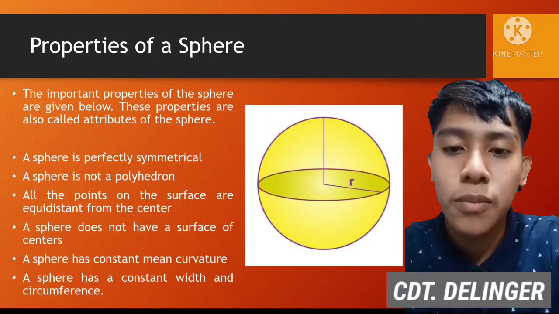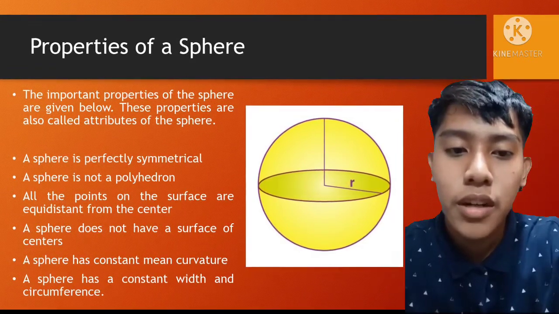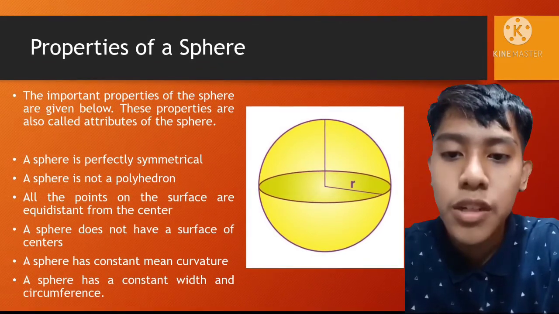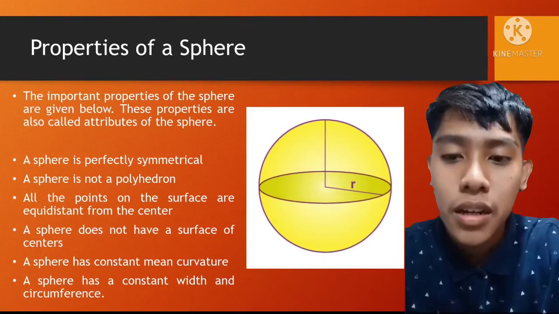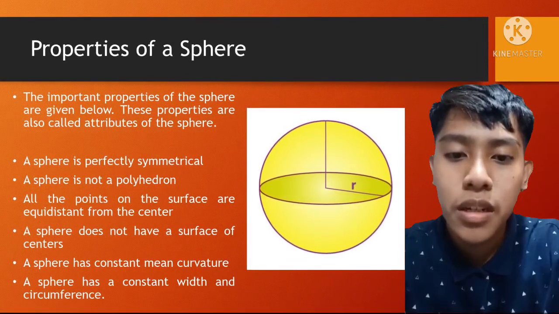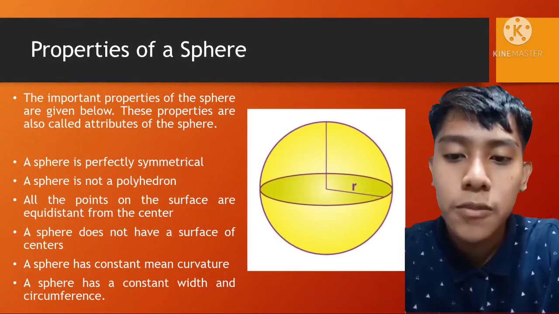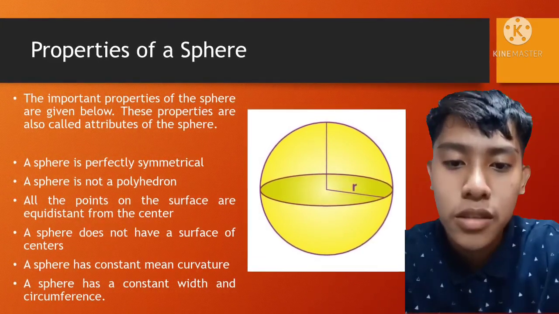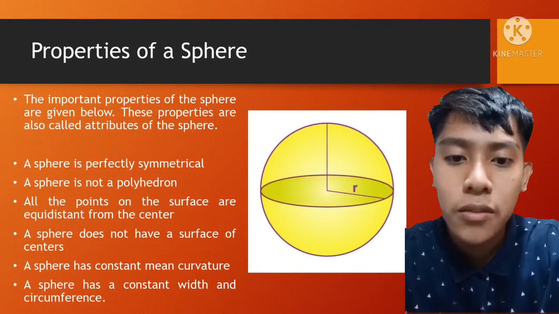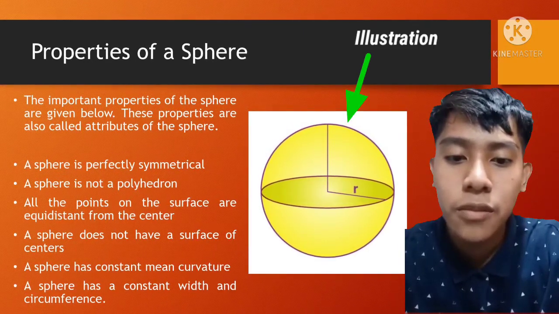The properties of a sphere. The important properties of the sphere are given below. These properties are also called attributes of the sphere. A sphere is perfectly symmetrical. A sphere is not a polyhedron. All the points on the surface are equidistant from the center. A sphere does not have a surface or center. A sphere has constant mean curvature. A sphere has a constant width and circumference. The image here is the illustration of a sphere.